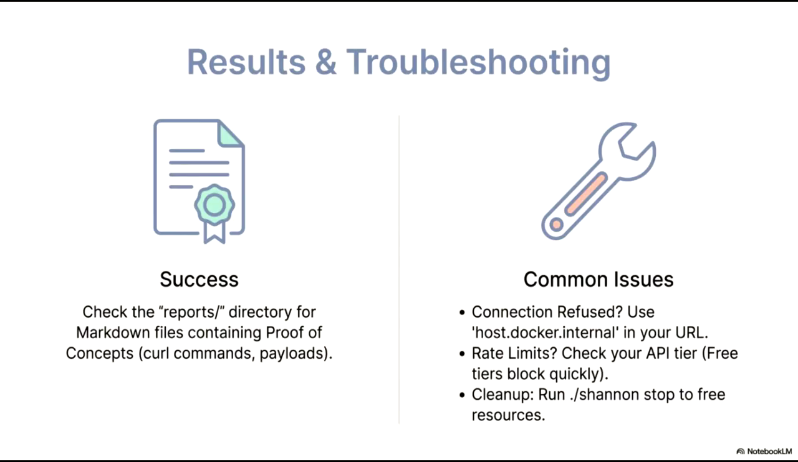Once the execution is complete, you can find your results in the Reports directory. This directory houses Markdown files that provide documented proof of concepts, including the specific curl commands and payloads used. If you run into issues, there are 3 common areas to check. First, if you experience a connection refused error, ensure you are using host.docker.internal in your URL. Second, if you encounter rate limits, verify your API tier, as free tiers are restricted quickly. Finally, to free up system resources, remember to perform a cleanup by running the command sudo/Shannon stop.